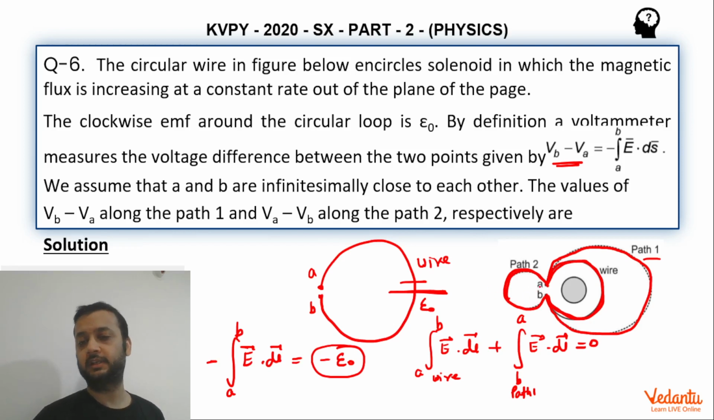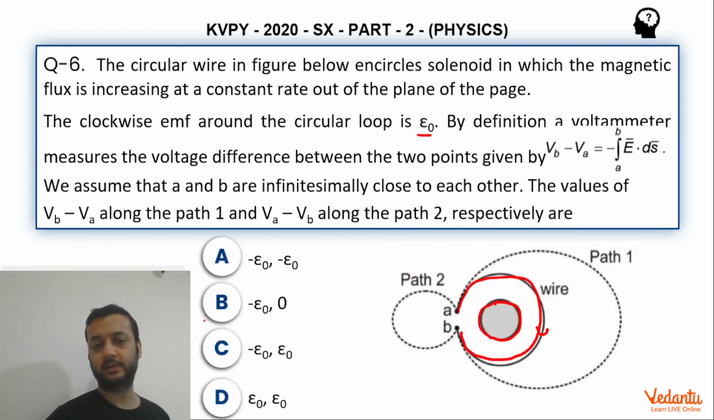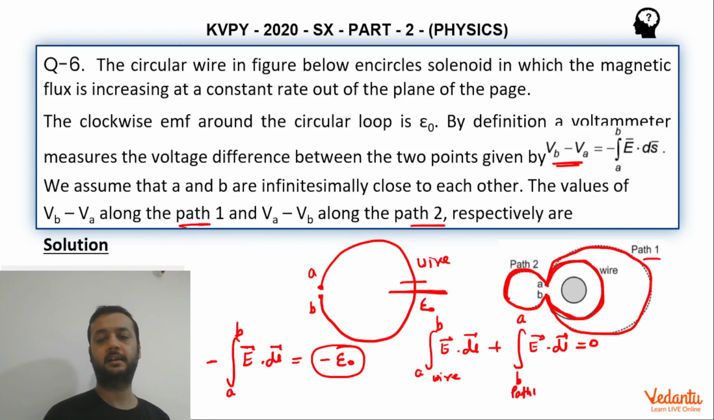So for path 2 it will be 0, and for path 1 it will be minus epsilon naught. So the correct answer will be minus epsilon naught, comma, 0. I hope you were able to understand the solution of this question. That's it. Thank you.